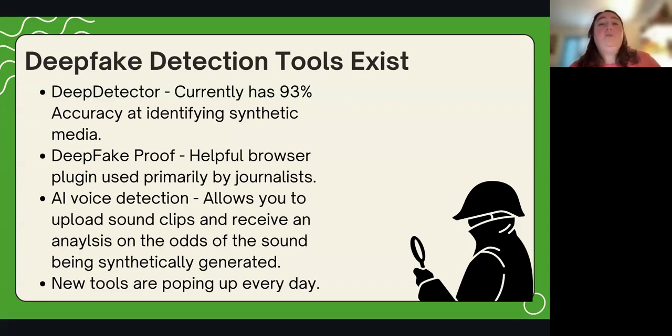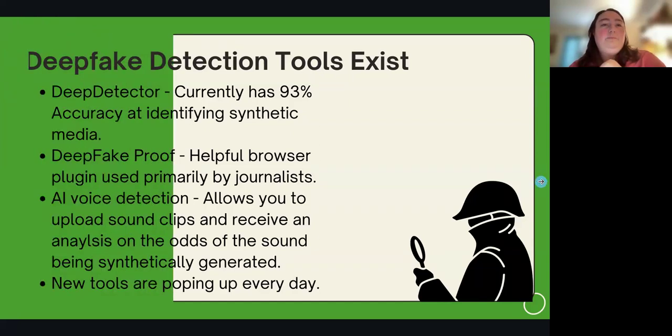Deepfake Proof is a helpful browser plugin. I really have gotten a lot of use out of it. It's used primarily by journalists, but it is available for just anyone to use. I suggest educators use it. There's also AI voice detection, which allows you to upload sound clips, and then you can receive an analysis on the odds that the clip is synthetically generated or if it's real. And then there are new tools popping up every day. People are aware of this as a problem, particularly journalists, and there are efforts to combat it.